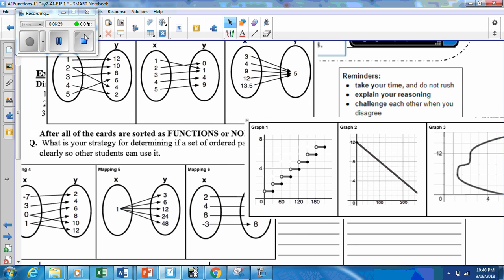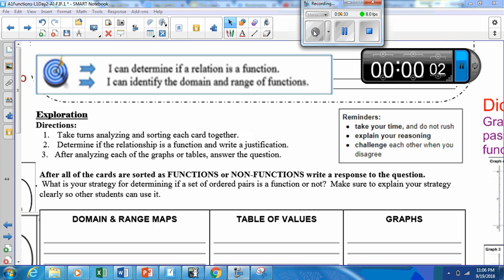All right, welcome back. How did we do? The groups were asked to think about the cards and sort them in regards to whether they were functions or non-functions. So let's take a look at what I saw some of you writing about and thinking about.